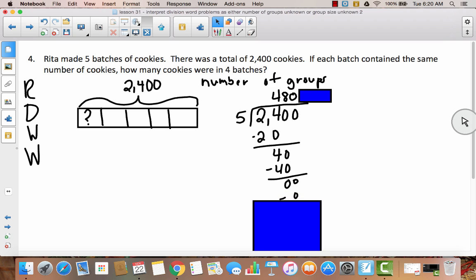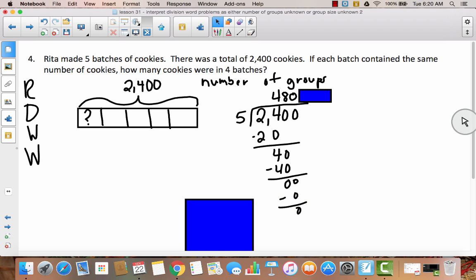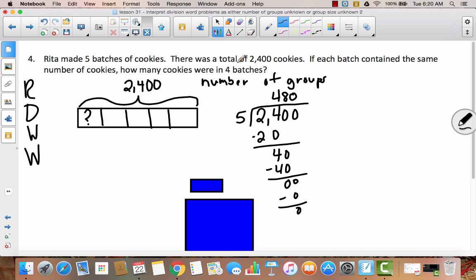I went ahead and filled this out, minus 0 equals 0. So when I got ready to go back and write my question, it says, how many cookies were in 4 batches? This doesn't tell us how many cookies were in 4 batches. This tells us how many cookies were in 1 batch. I want you to think about that for a minute. How can you figure out how many cookies were in 4 batches? I want you to solve that, and then let's come back and see if we got the same answer.